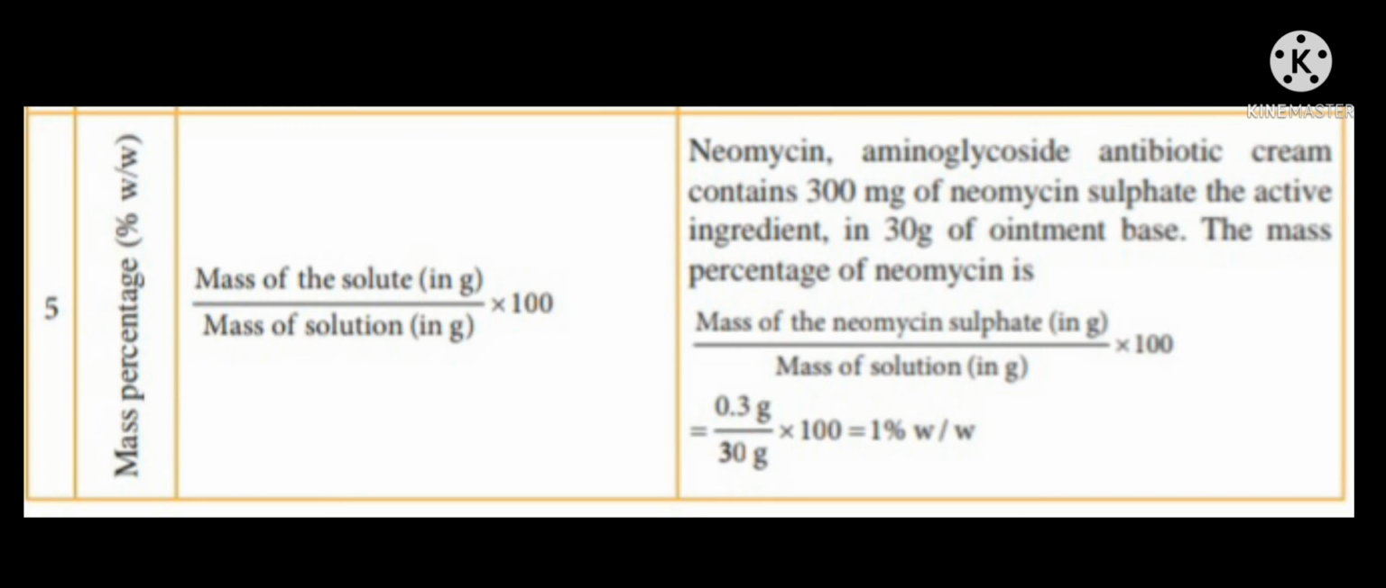The mass percentage of neomycin is given by mass of the neomycin sulfate in gram divided by mass of solution in gram into 100. Substitute the values in the above expression. We will get 0.3 gram by 30 gram into 100. After simplification, we will get 1 percentage W by W. Here, the percentage W by W represents mass percentage.